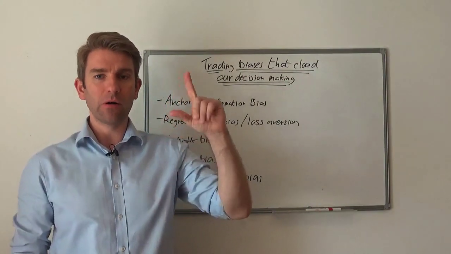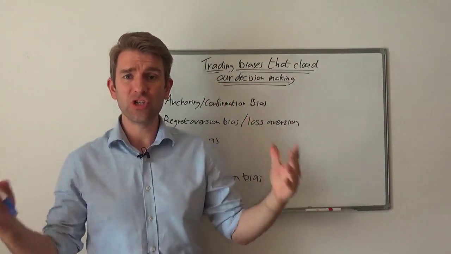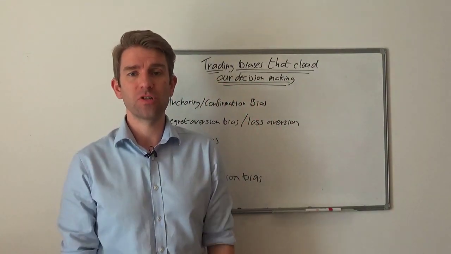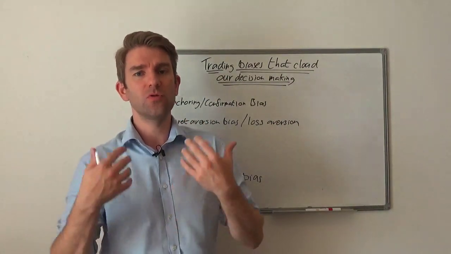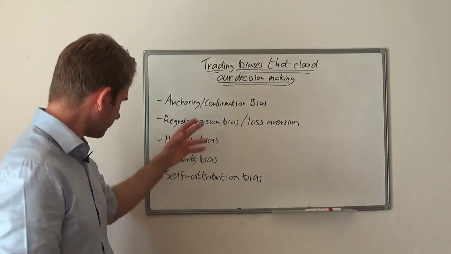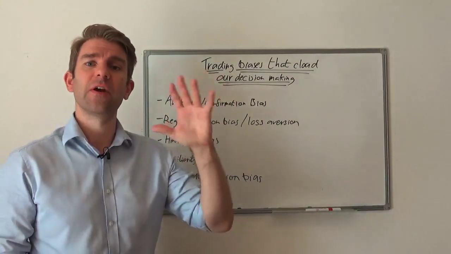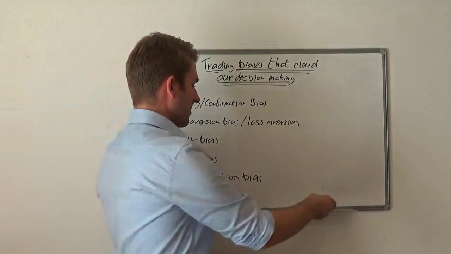Okay, so today I'm going to talk about, in this video, trading biases that cloud our decision making process. Listen, we're human beings, we're not robots, we have to trade according to our human emotions. But there are a few things, and I've picked out 5 that I think are important that we've got to pay attention to as traders. Let's get the red pen out and let's have a look at them.